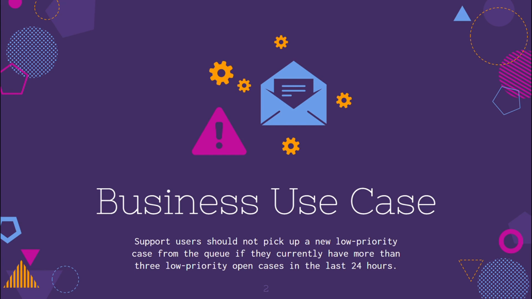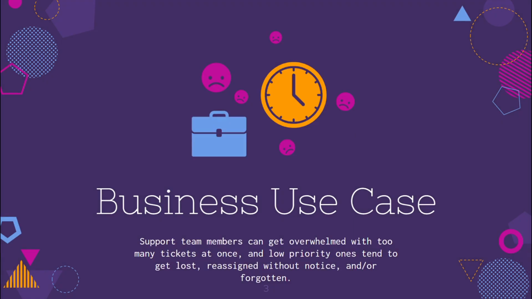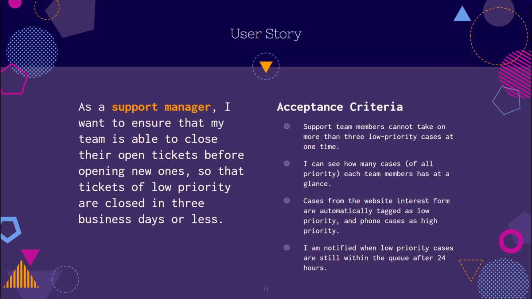He's noticed that when the team takes on too many tickets, the low priority cases get shoved aside or reassigned to other users without notice, so they often become swept under the rug and forgotten. In order to help low priority cases get resolved within 3 business days, he wants to be sure that team members are limited in the number of these cases they pick up before closing their current stack. Today's part of the solutioning and build will focus on this specific acceptance criteria.